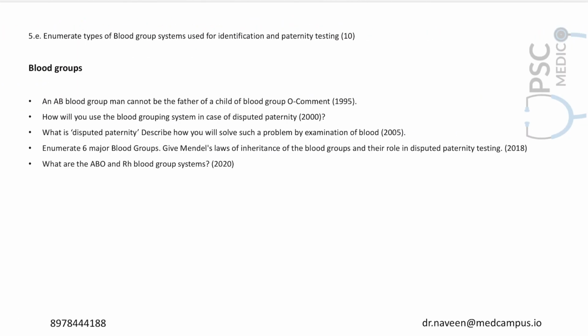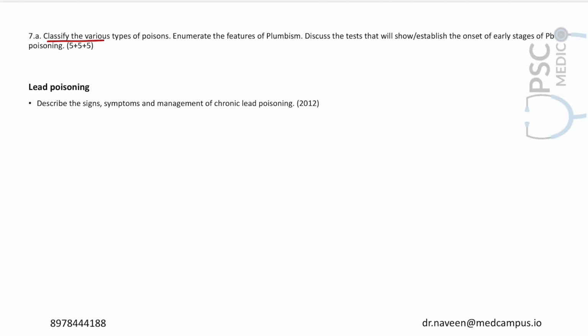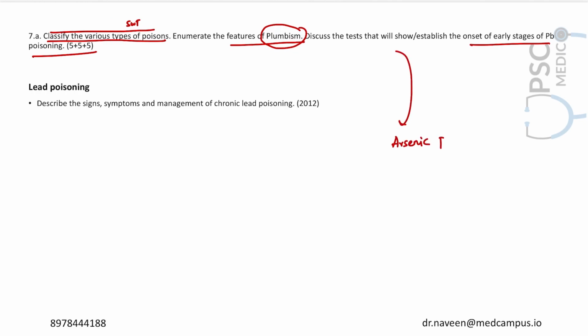Now forensic medicine and toxicology, this time it was pretty easy, almost repeats. Blood group systems used for identification. You see blood groups, how many times we did discuss this. Next is classify the various types of poisons. It's a direct subject-wise test question. Enumerate features of lead poisoning, plumbism. We did cover this. Lead poisoning is even important in NEET PG. This time they're asking lead poisoning. Next time be ready with arsenic poisoning. I thought that they might ask arsenic poisoning, that's why I included arsenic poisoning in the test series.